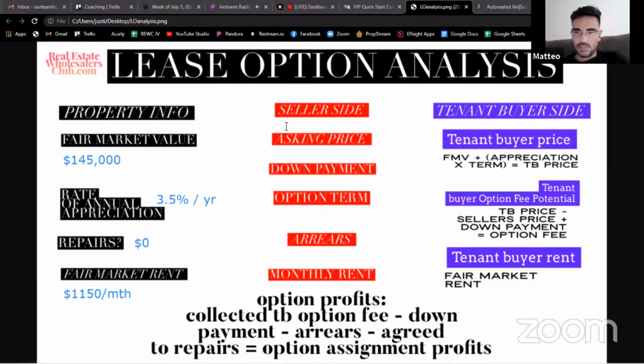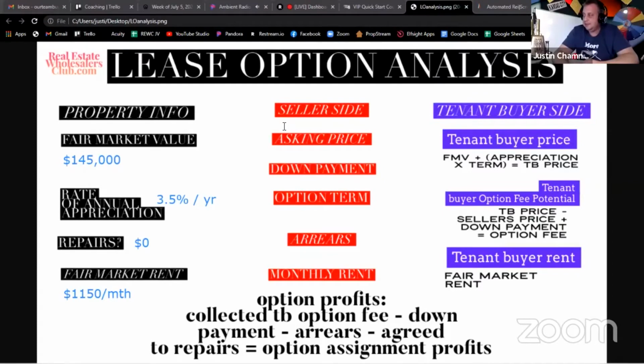PropStream probably has something. PropStream does have a rental estimate. That's correct. Okay, so we know the property information, the basics, now enough to evaluate a lease option deal.